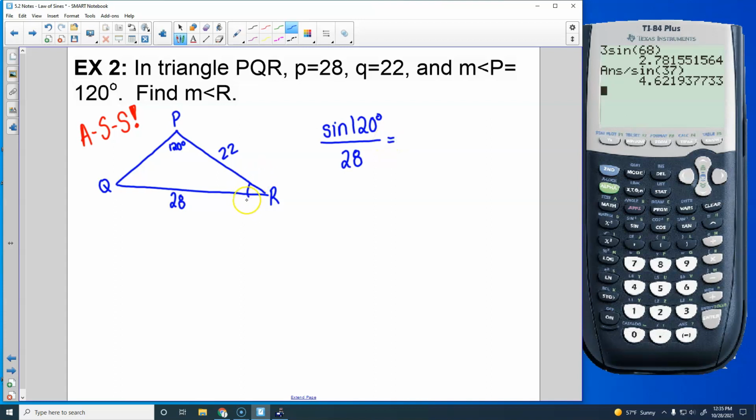But do I know the side across from angle R? No. So what we're going to have to do is find this angle Q right here first. But once we find it, it'll be pretty simple to find R because all the angles add up to 180. So we can find that pretty quickly. So let's find Q first. So we'll say sine of Q over 22.